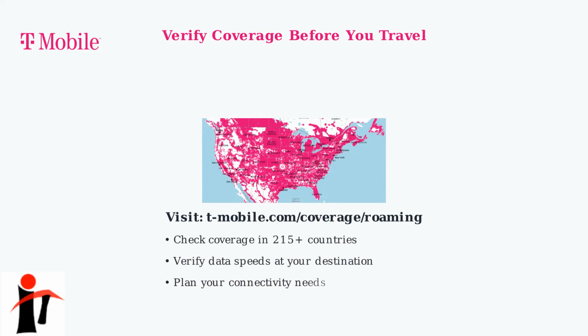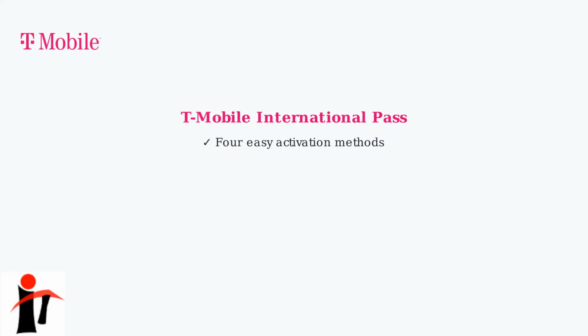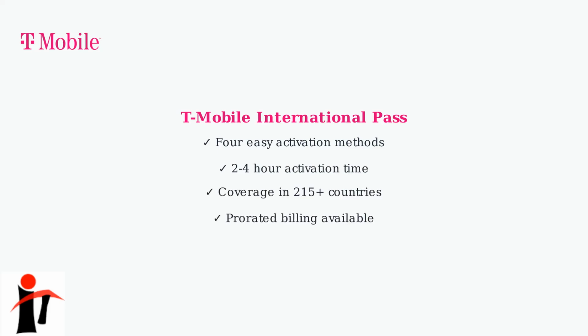Before you travel, always verify coverage at your destination by visiting tmobile.com/coverage/roaming. This ensures your international pass will work where you're going. Your T-Mobile International Pass activation is now complete. Whether you choose the app, website, phone, or text method, you'll be connected worldwide in just a few hours.